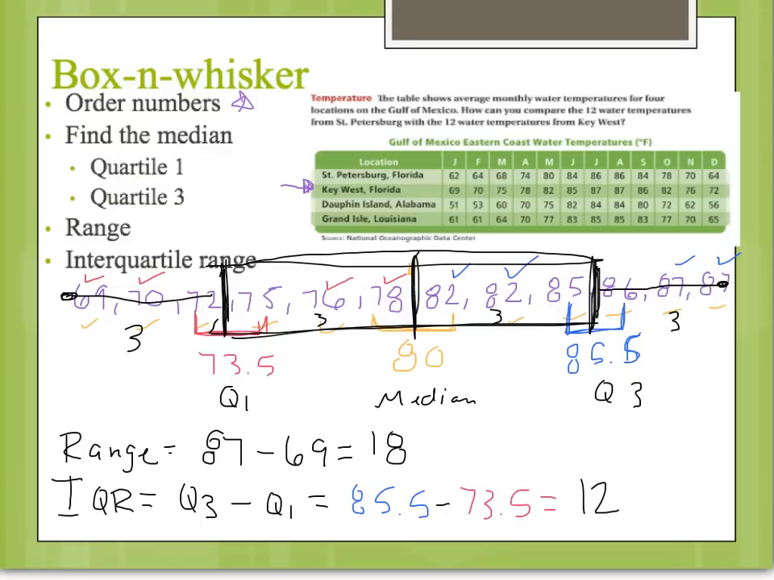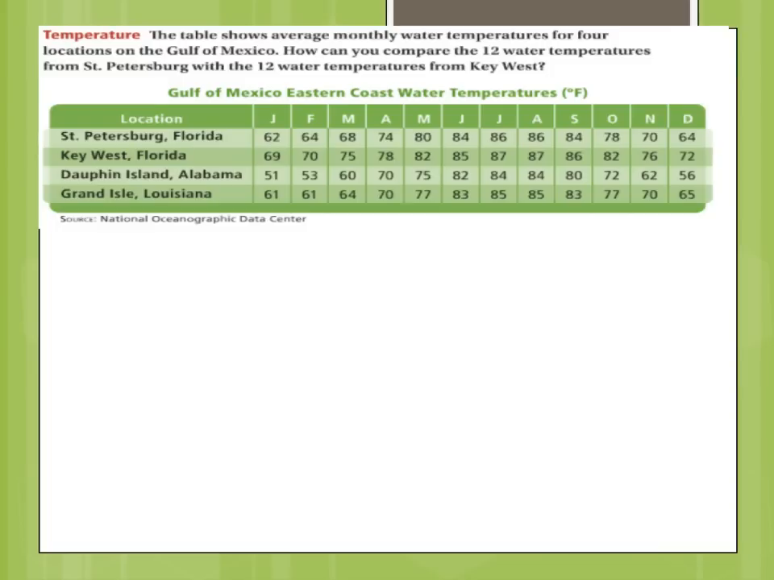Now when you graph this, you have to make sure to have your numbers lined up as a number line so you can see the spacing in between all your data points. Right now I want you to do the same thing that we just did. Find the interquartile range, the range, Q1, Q3, and the median. But for St. Petersburg, same number.